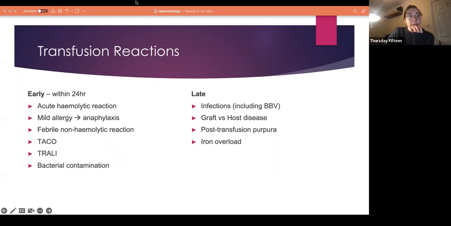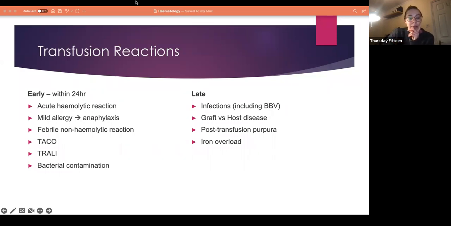Febrile non-hemolytic transfusion reactions are when the recipient's antibodies react with the white cell antigens or white cell fragments in the blood product. And you just get fever, chills, muscle pains, nausea, itchy, and it's the same management as for a mild allergy. So you give a steroid, you give paracetamol and you give an antihistamine.